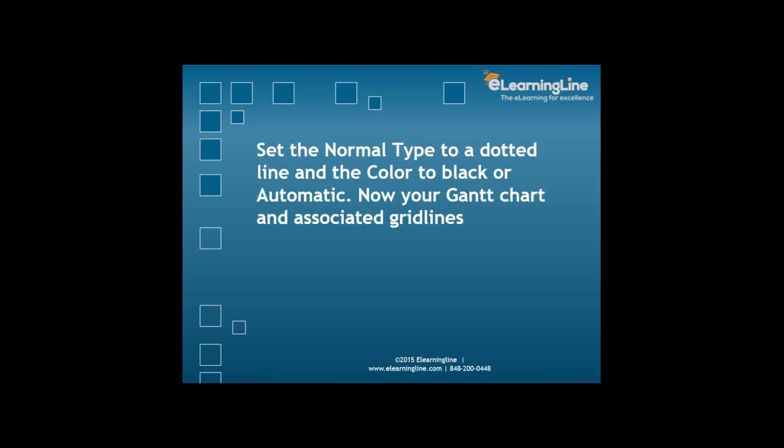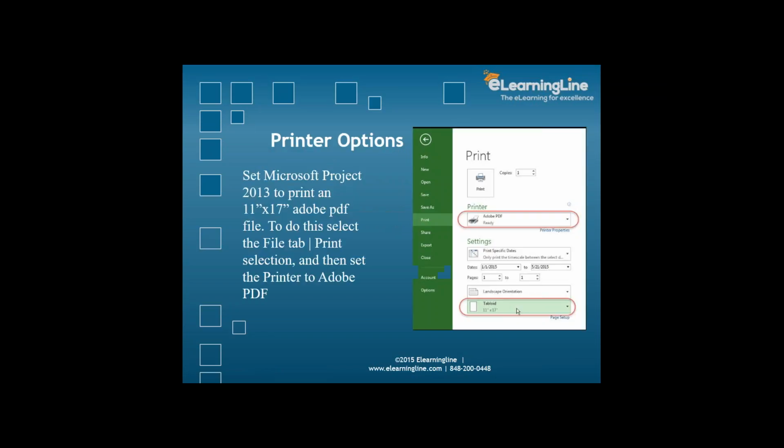Now your Gantt chart and the associated grid lines will appear as per the specification and the changes which you have just made. Then we have the printer option. Now in the printer option, your Microsoft 2016 is going to be different as compared to Microsoft 2013. So what we see here is Microsoft 2013. On the left hand side, all the options you're looking at. So from there, you're going to set up how you want to print it.